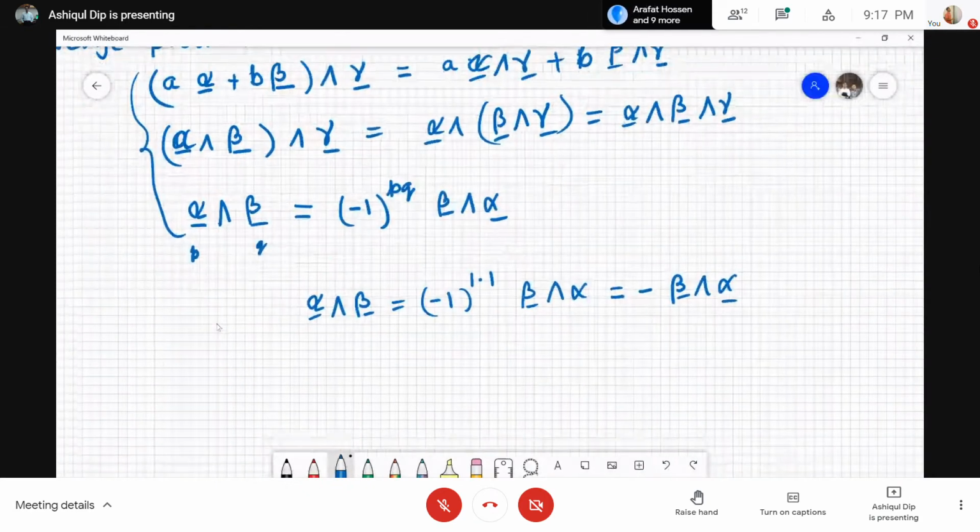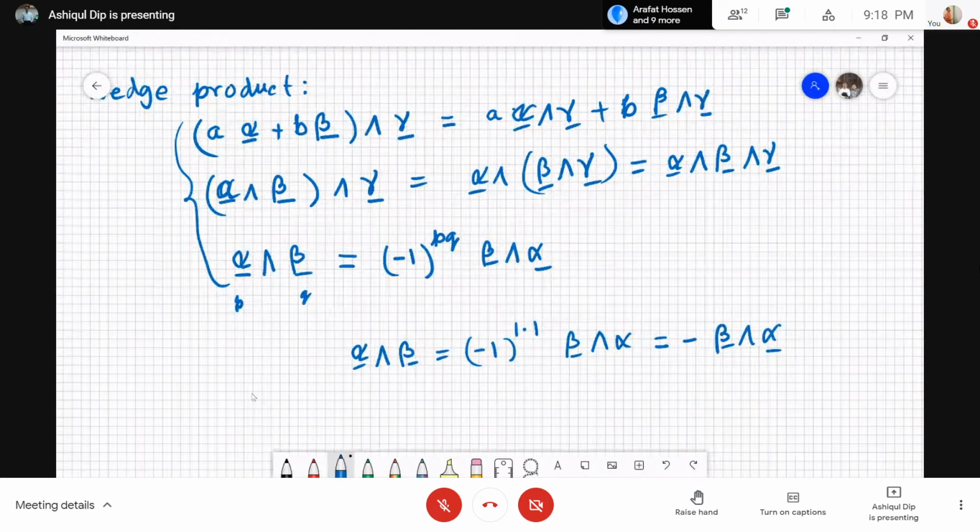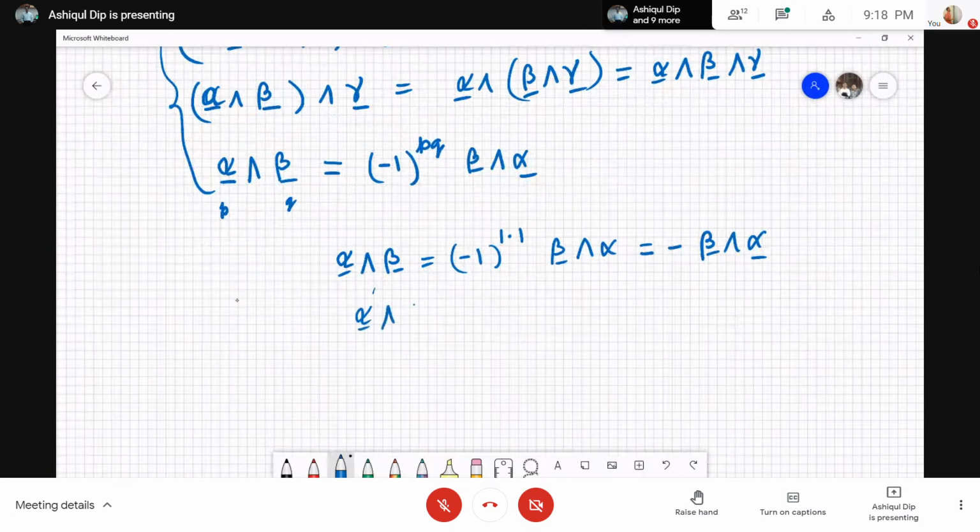Okay, with these three definitions, can you prove that alpha wedge alpha is 0? Can you prove that for any arbitrary p form, alpha wedge alpha equals 0? Can you prove that? Yeah, we can use the third one, I think. Yes, we can use this one. So yes, tell me what to do.